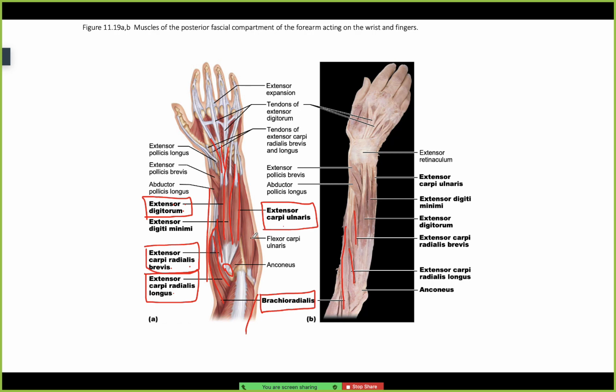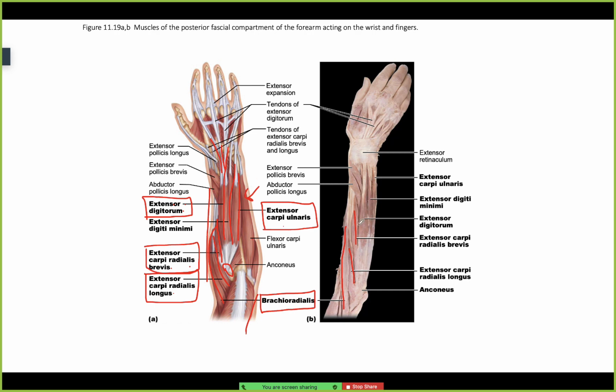This right here is the back side of the flexor carpi ulnaris. So don't get confused and name this as the extensor. Just know that from this view, you can see one of your flexor muscles.